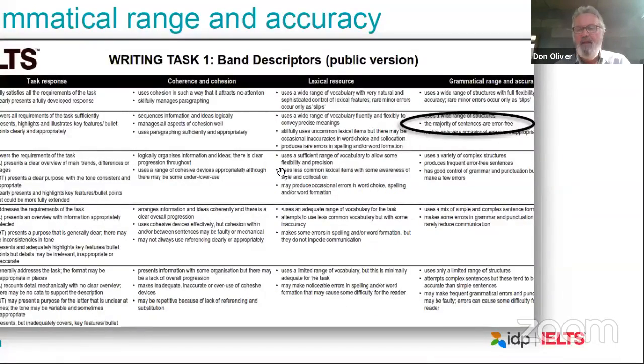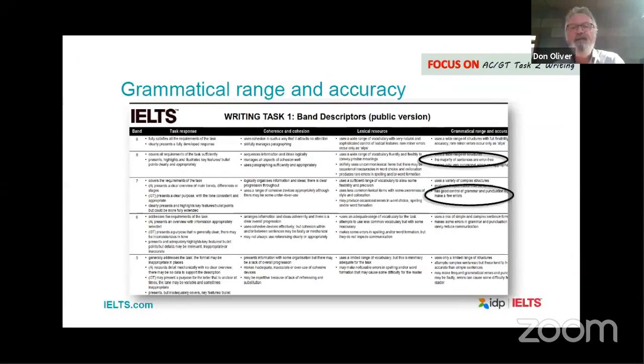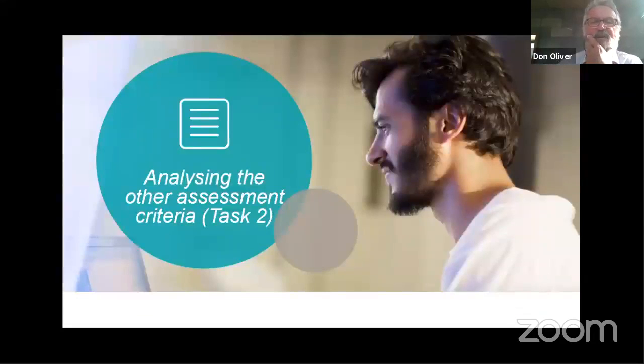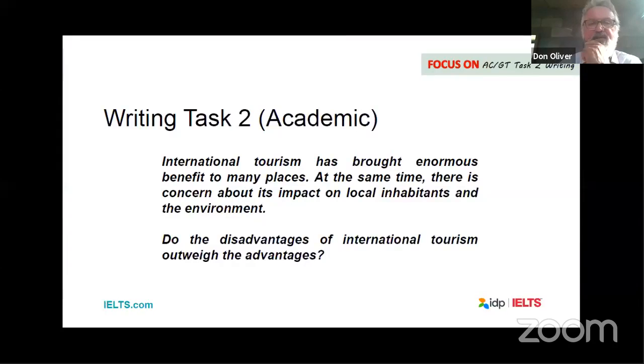Okay, let's go on and look at the assessment criteria that we need to understand in order to get a good score for academic writing task 2. Here is another example of a task, and here the statement is quite long and a little bit complicated.